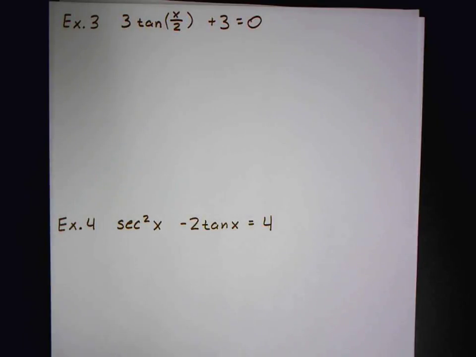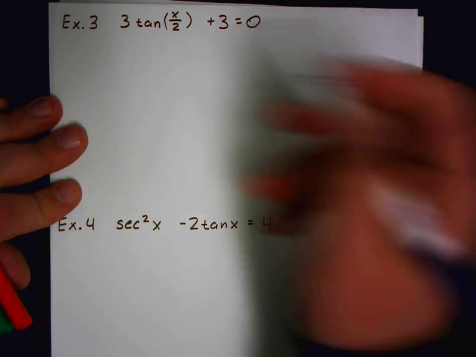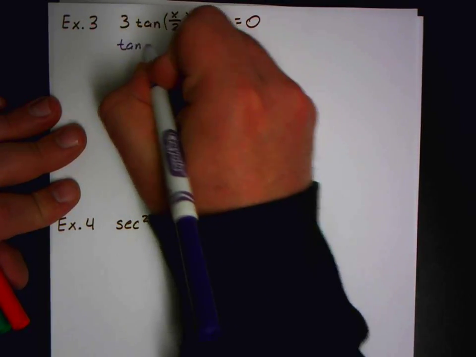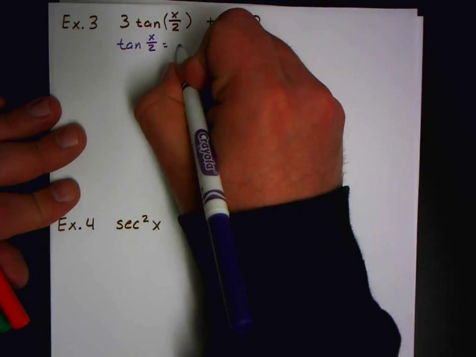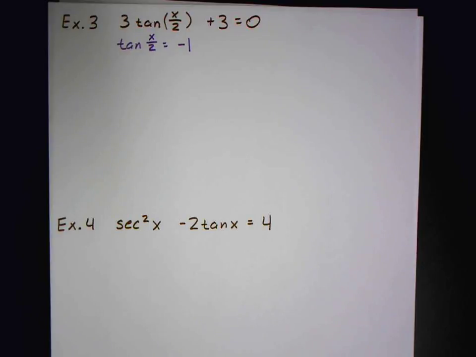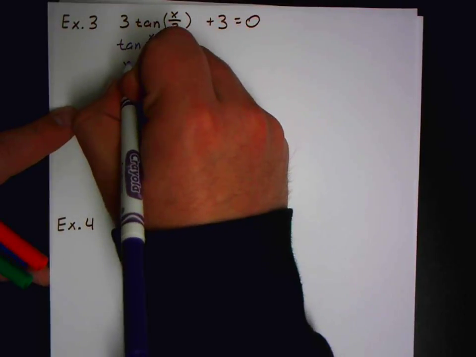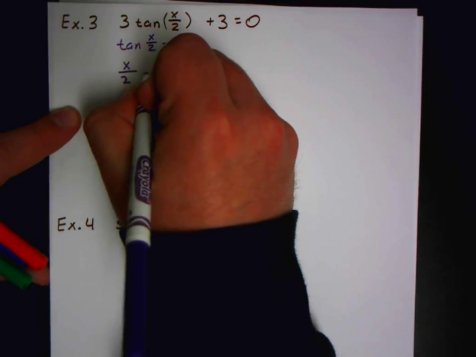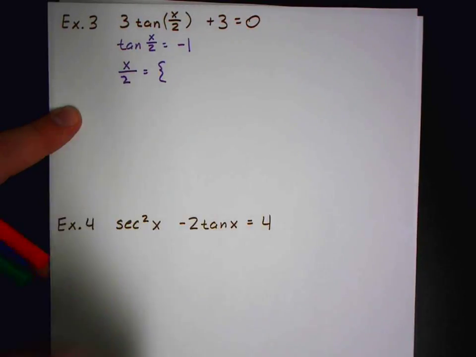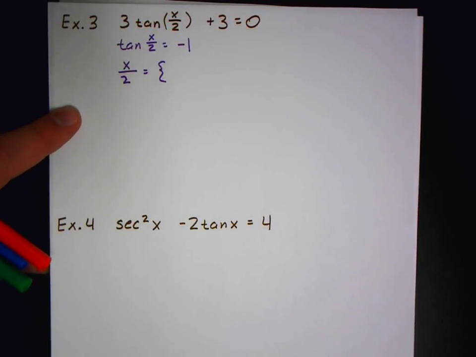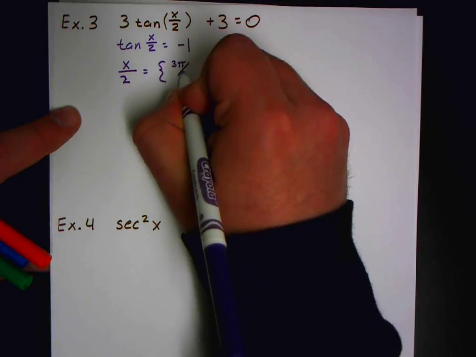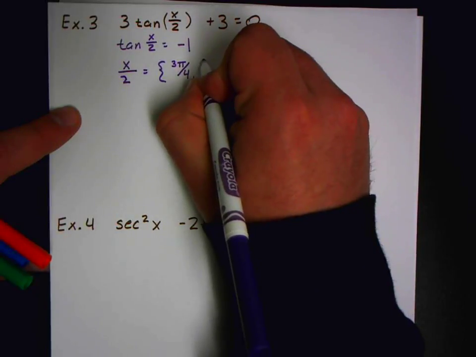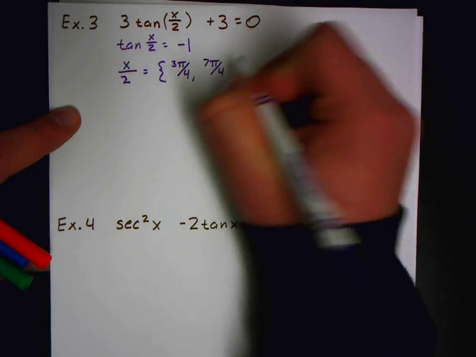Okay, again, with this one, we need to start off by just getting the tangent by itself. So I subtract the 3 and divide by 3, so it should be equal to -1. Okay, so where does tangent equal -1 on your unit circle? Three pi over 4 and 7 pi over 4.